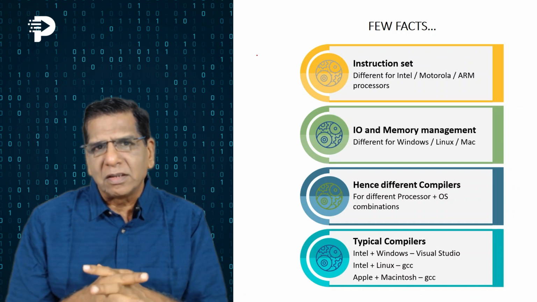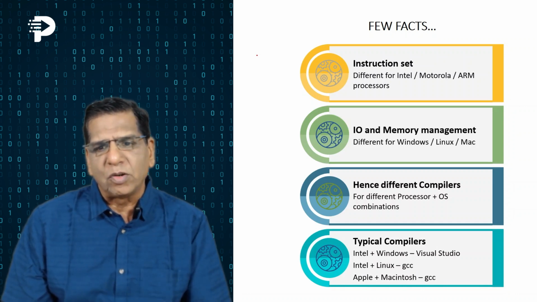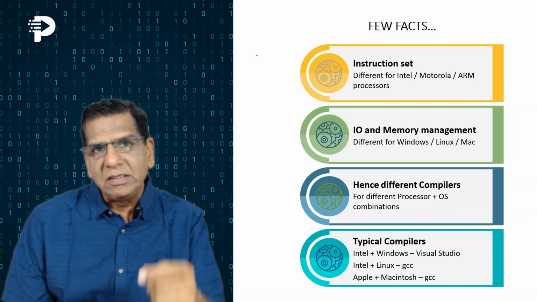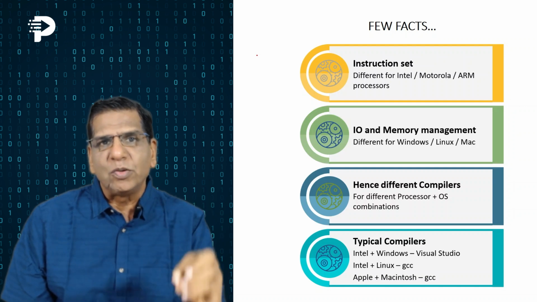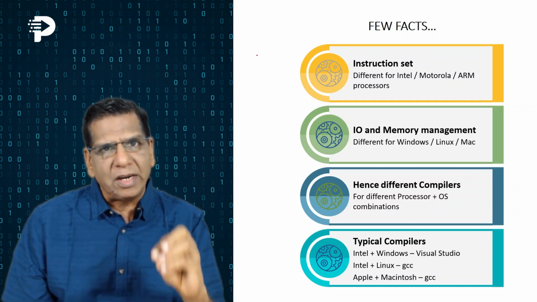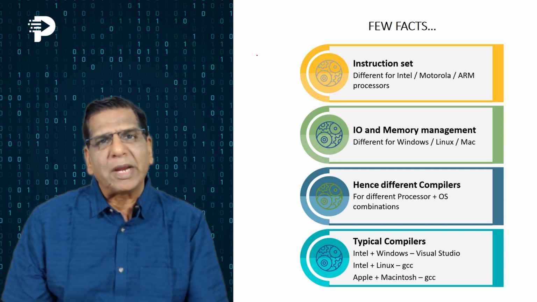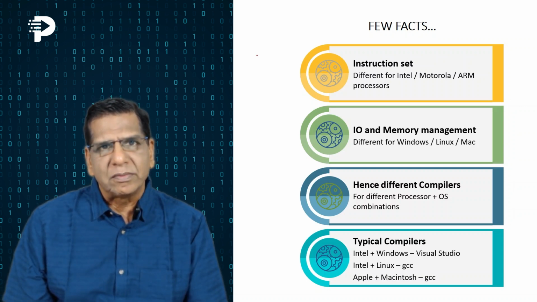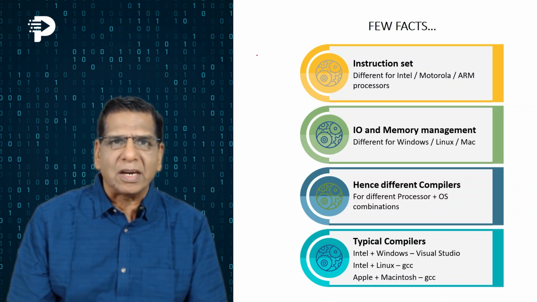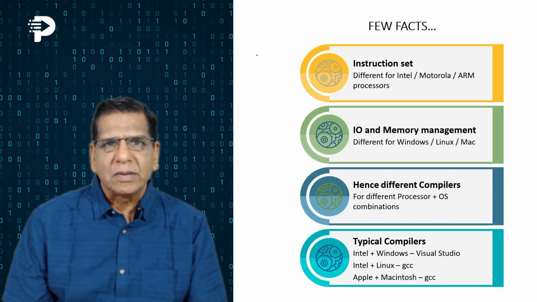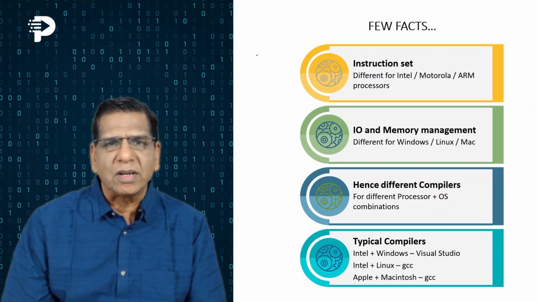Typical compilers, for example, Visual Studio, as I said, would be for Intel and Windows combination, whereas GCC has been implemented for a variety of combinations. That is why you find GCC compiler available for Intel Linux combination. It is also available for Apple and Macintosh combination. Fine. So for different platforms, people target their compilers. The compiler which has been targeted for one platform obviously is not going to work for another platform.